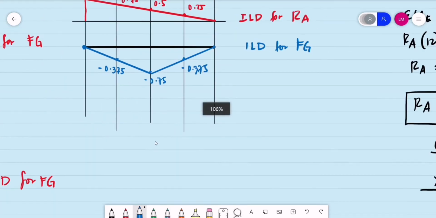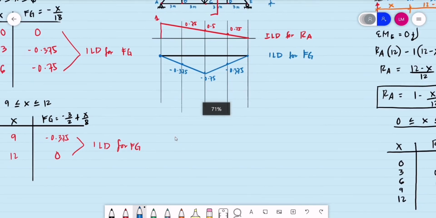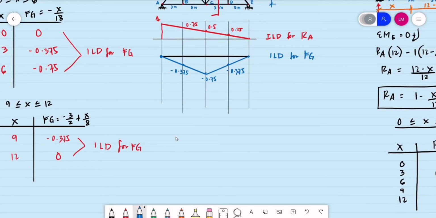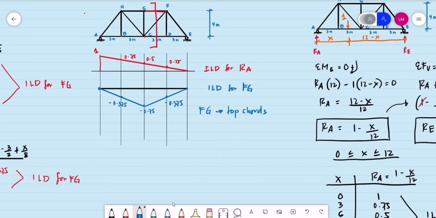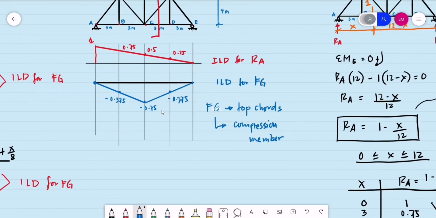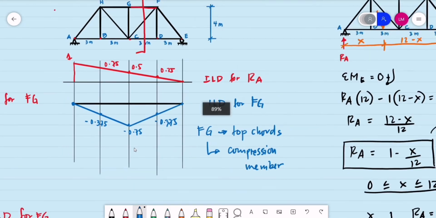So we have all the ordinates of the influence line diagram for the axial force for member FG negative for a reason. Again, if you recall, member FG is a top chord. For top chords, for a given truss with vertical loadings, they are most of the time compression members. So if they are compression members, we'll be having a negative axial force, that is a compressive axial force. So this is the equivalent ILD, the influence line diagram for the axial force for member FG.